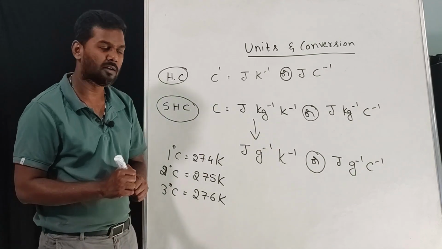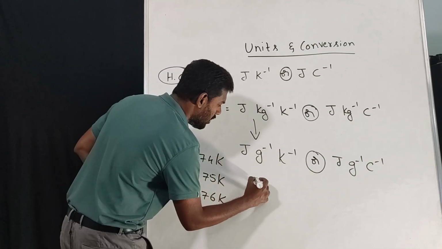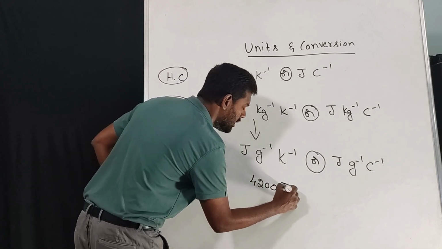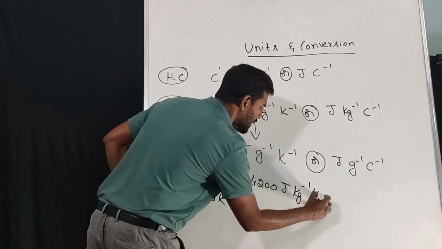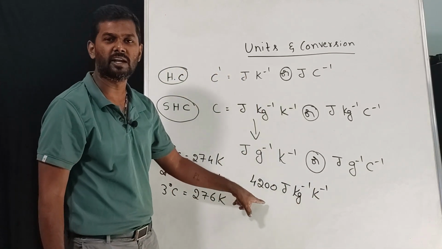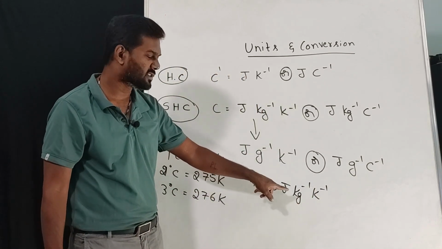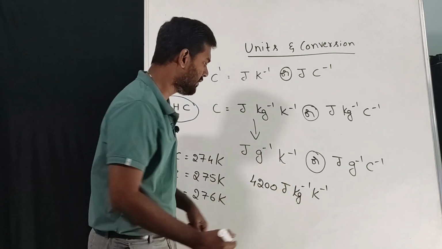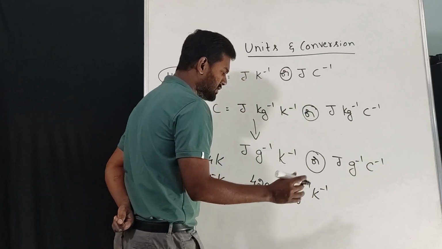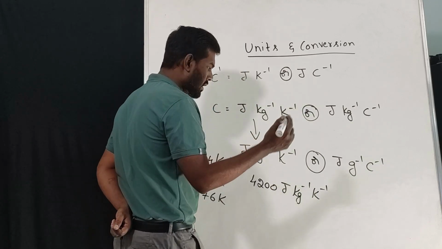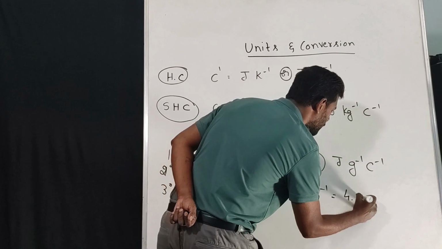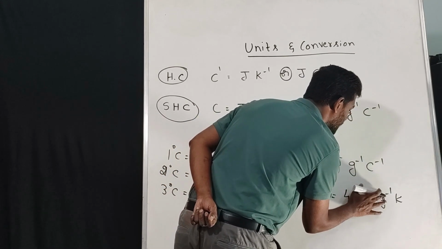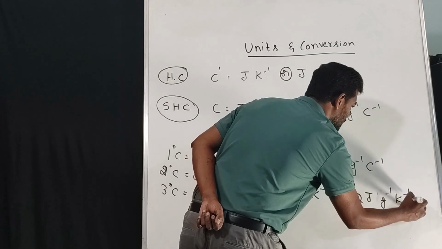Next, we need to understand how to convert from joules per kg per Kelvin to joules per gram per Kelvin. Listen, 4200 joules per kg per Kelvin is the specific heat capacity of water. How do you convert this into joules per gram per Kelvin? Joules and Kelvin will not change. Only I am going to change from kg to gram. The answer will be 4.2 joules per gram per Kelvin.